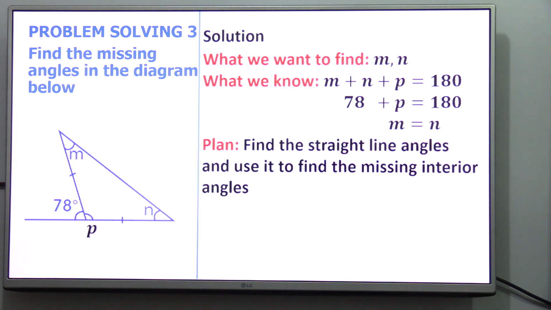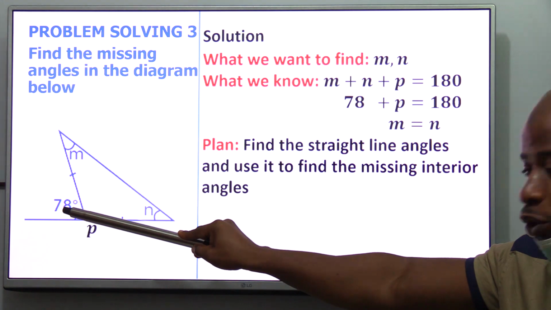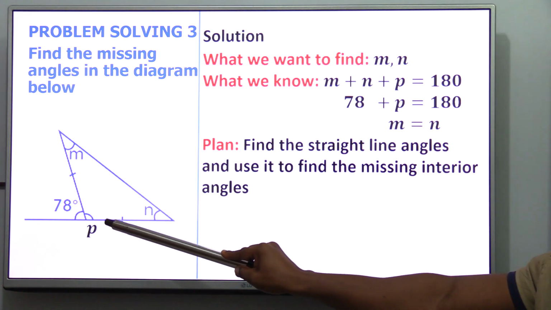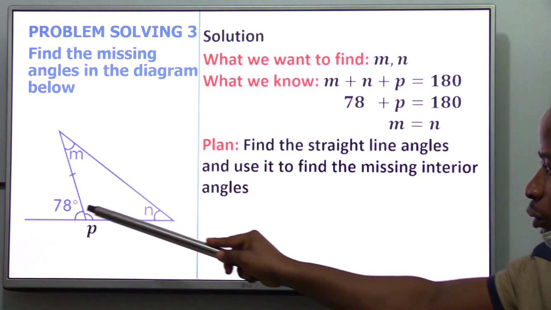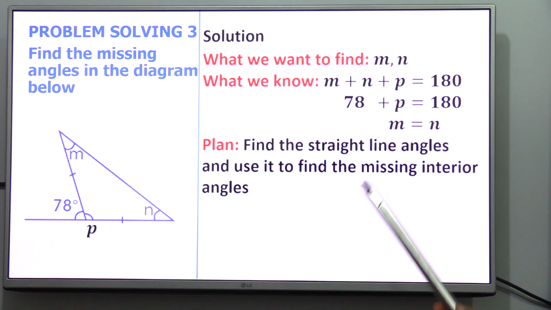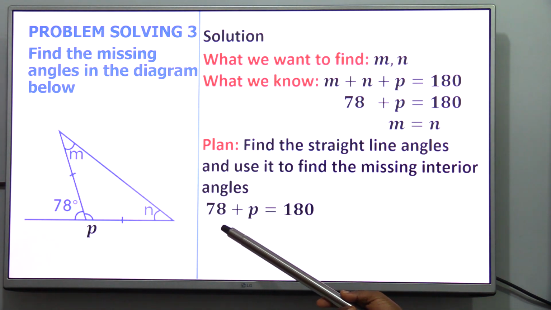And what would the plan be? See this one that I know, I can solve this one. I know the one on the outside, I can get the one on the inside. This is modeled after our second example. So we just quickly solve this one and find P. So find the straight line angle, use it to find the missing interior angles. Yes, that's what we're going to do.